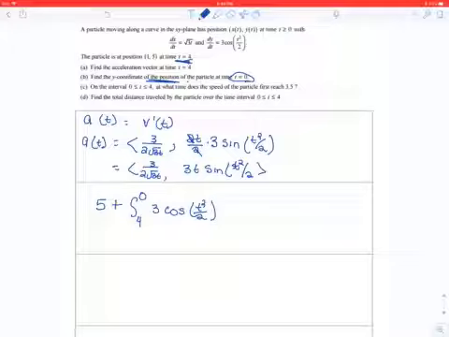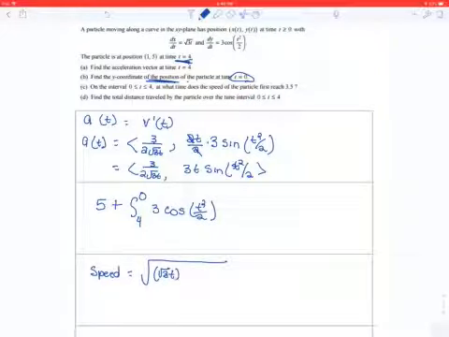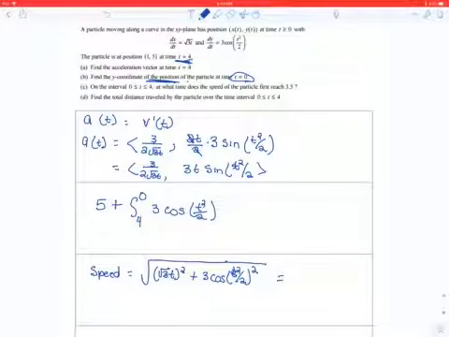Then part C, on the interval, what time does the speed reach 3.5? Well, the speed is equal to the velocity vector magnitude. Since we already have the velocity, it would be the radical of 3t squared plus 3 cosine t squared over 2 squared. And we want to know when this is equal to 3.5.